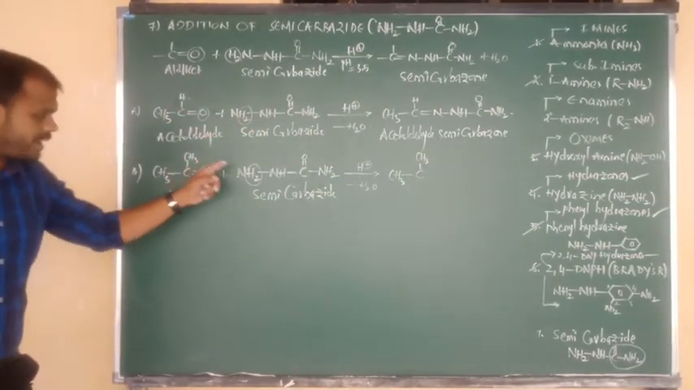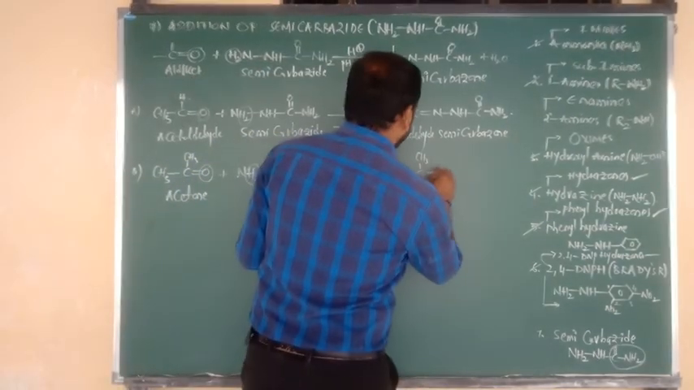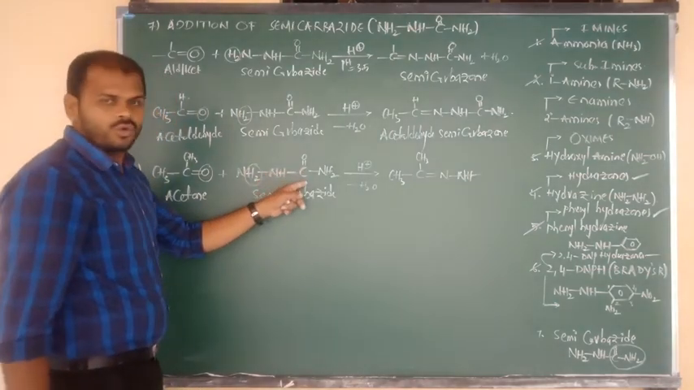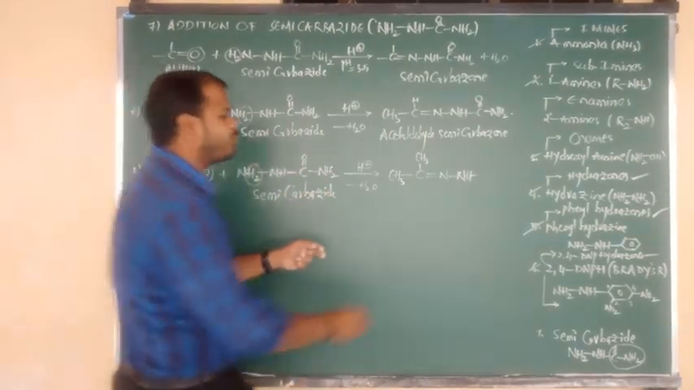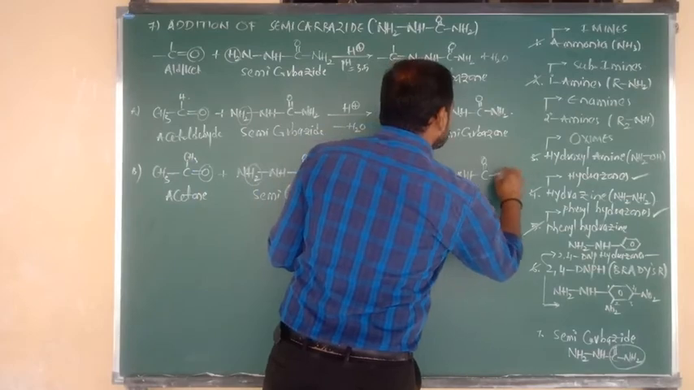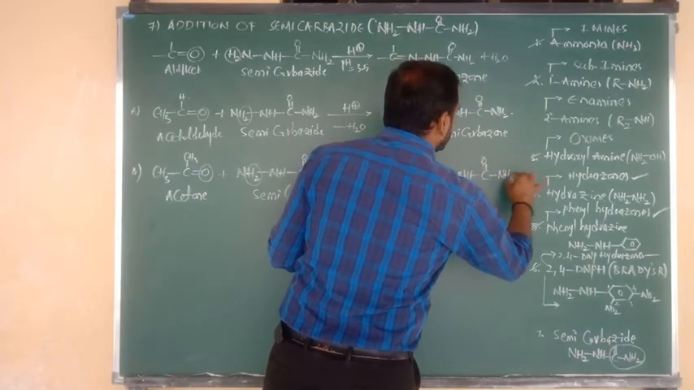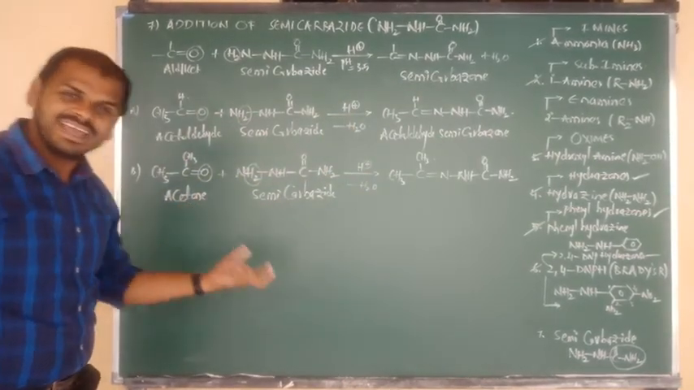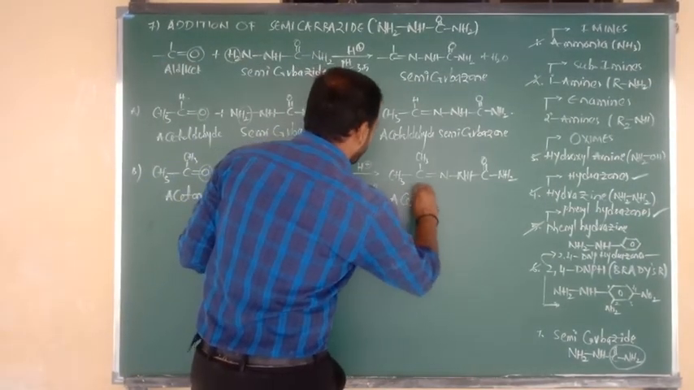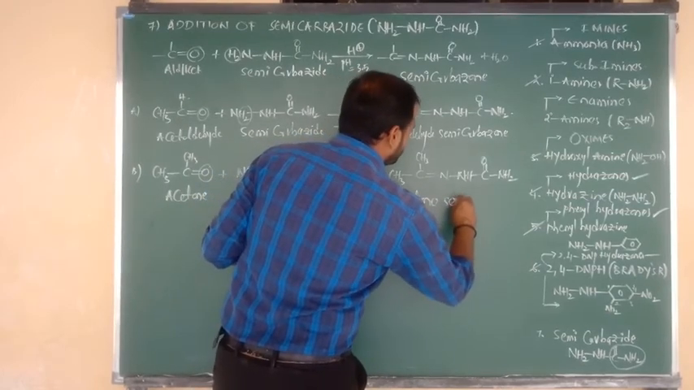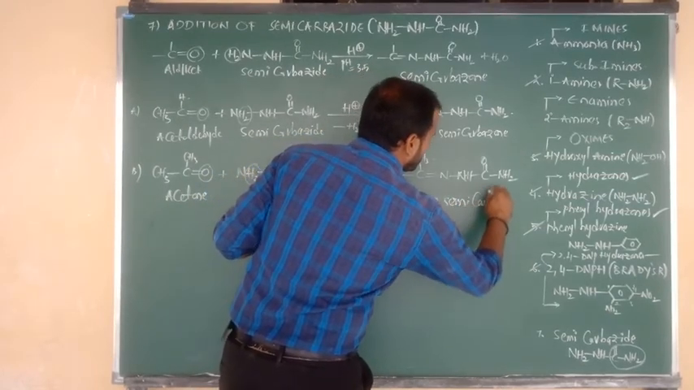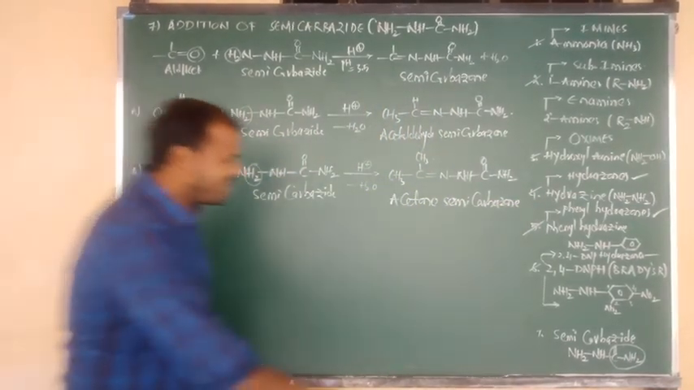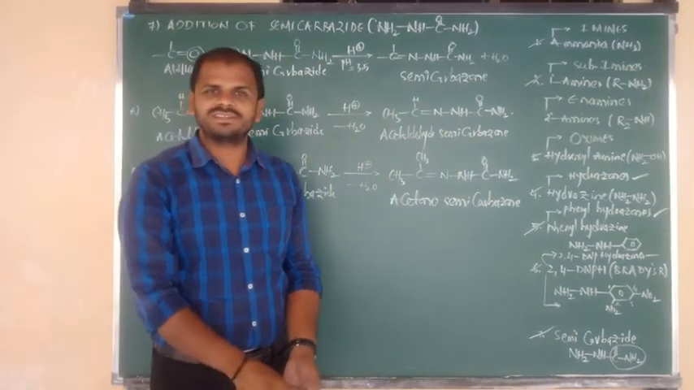And here C double bond N bonded to NH, and NH connected to C double bond O NH2, nothing but an amide group. This is your semicarbazone, but it is coming from where? Acetone. So we have to say that the product name is called acetone semicarbazone. Okay beta, so all 7 types of nucleophilic addition reactions are clear.